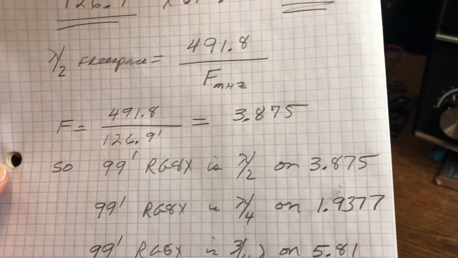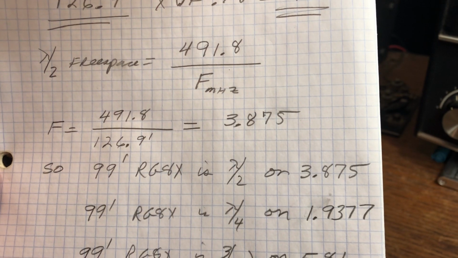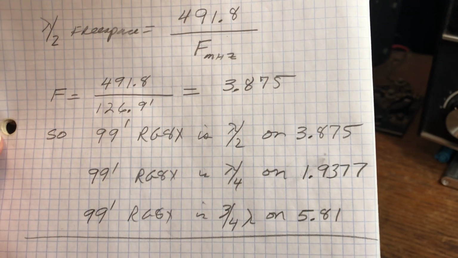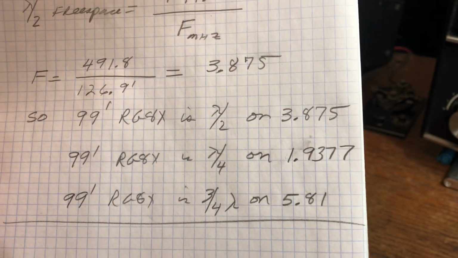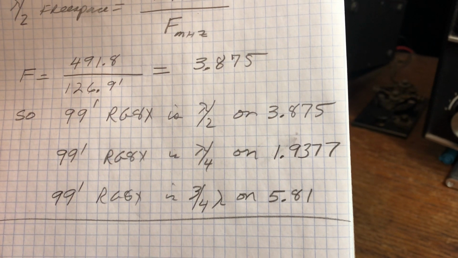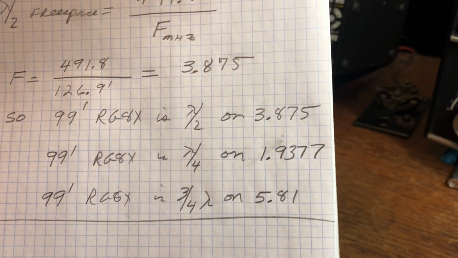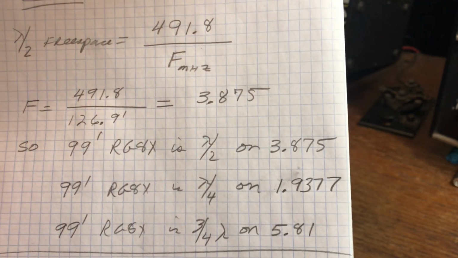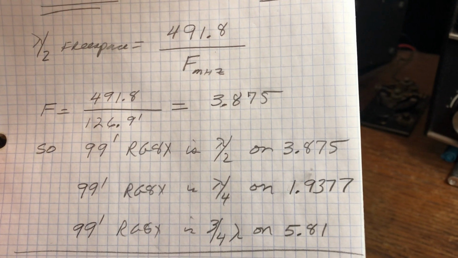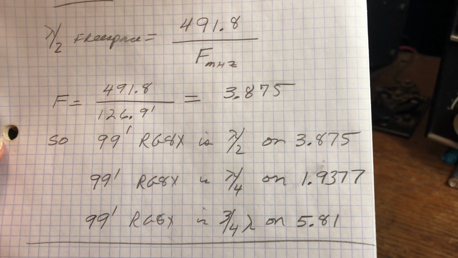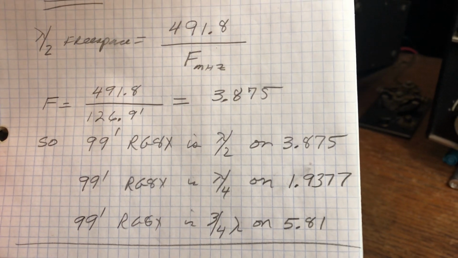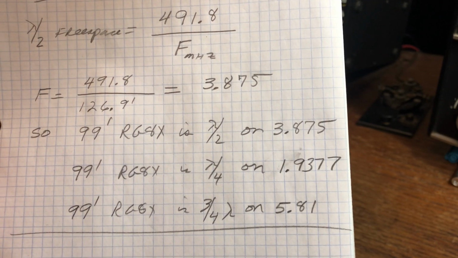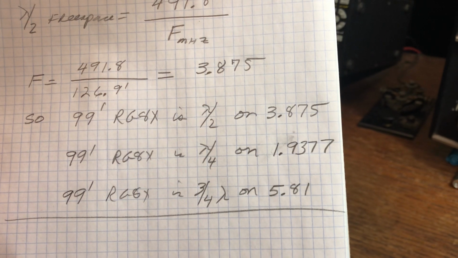Well, that means that it's only going to be a quarter wave on half that frequency. So it's a quarter wave on 1.9377. And it will be 3/4 of a wavelength on 5.81. You take the 1.9377 times 3 and you get 5.81. So we've got 3 spots here. This 99 foot of coax is going to be a half wave on 3.8, a quarter wave on 1.9, and 3/4 of a wave on 5.81.